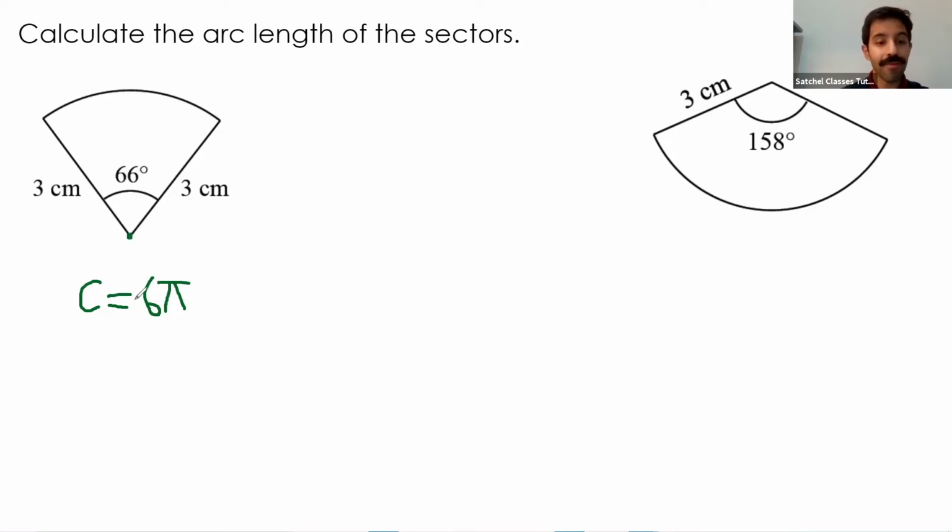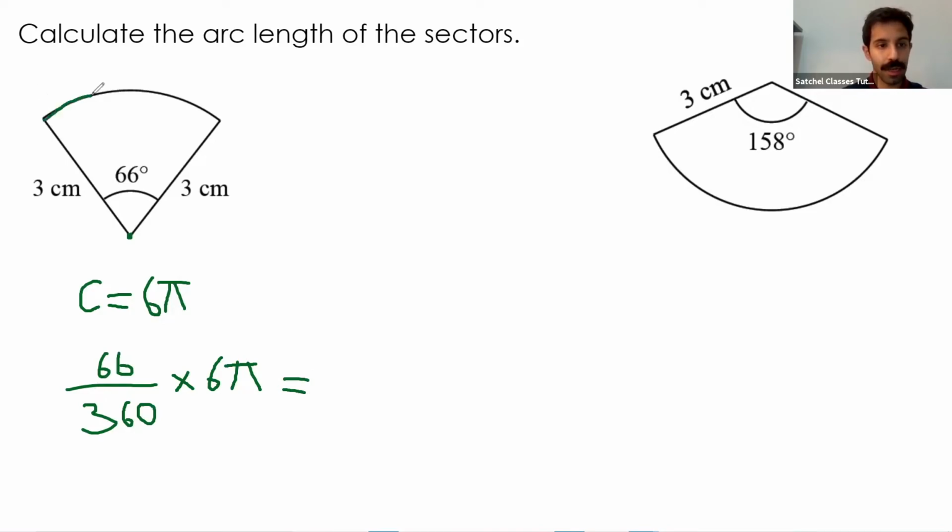So we want a fraction of this circumference. And to find the fraction we want, we would do 66 over 360. So that is the fraction of the circumference that we want. Rather than saying "of," we will say multiply by 6 pi, 6 pi being the circumference. So this is the fraction of the circumference.